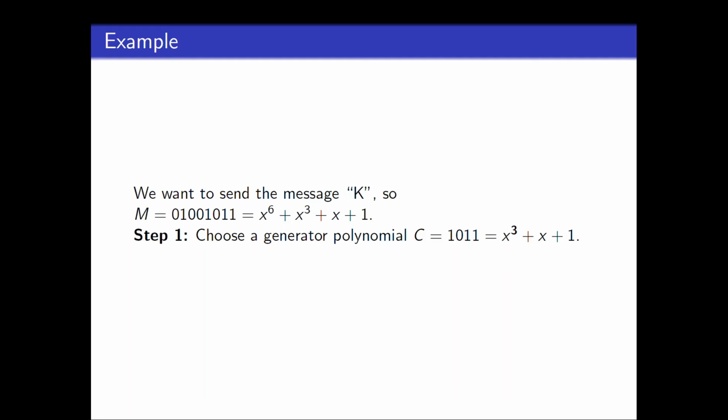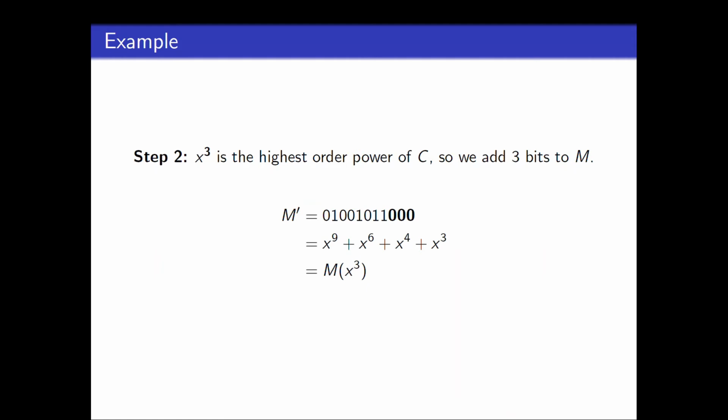As stated before, this can be broken down into a binary string, which is the same thing as our polynomial x to the 6th plus x cubed plus x plus 1. So, for step 1, we want to decide on a polynomial. For this example, we're choosing 1, 0, 1, 1, or equivalently x cubed plus x plus 1. Note that the largest order monomial in this is x cubed. And now, since we have 3 there, that is how many bits that we are adding to our message m. We are lengthening it by 3 positions.